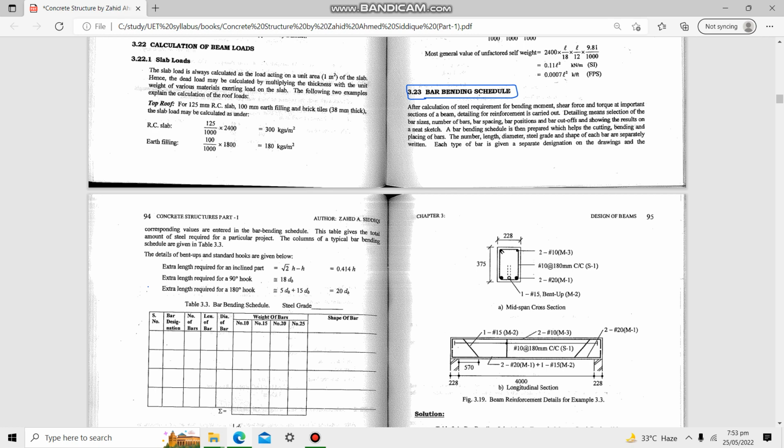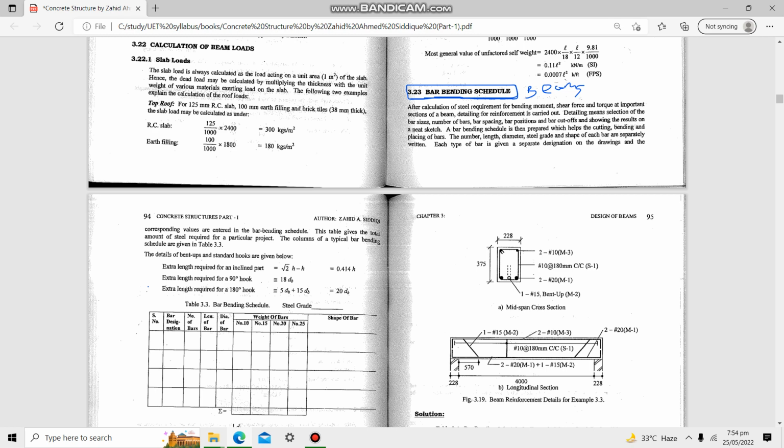So in this schedule, as I have mentioned earlier, we basically calculate the amount of steel for every individual element. We make a separate bar bending schedule for beams, a separate bar bending schedule for columns, and a separate bar bending schedule for footing. So we basically calculate the amount of steel in every single element individually, and if there are some symmetrical elements, then we can just multiply our calculations.